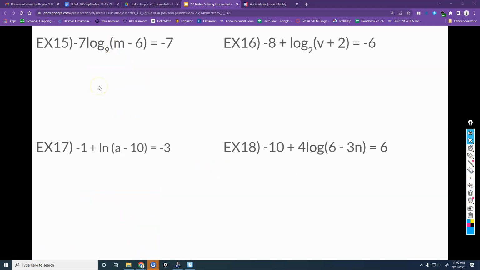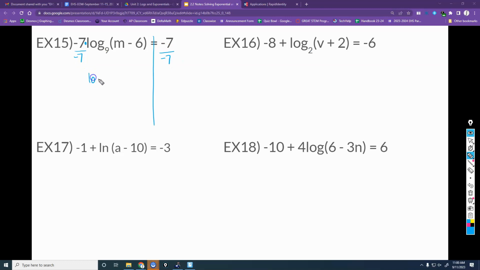All right. Let's look at 15. We're going to do 15, then we're going to do 18. If you can do 18, you can do any of them, right? All right. So for 15, my M is here on the inside of the log. I need to get rid of that log, but there's something else I got to get rid of first. That -7. How am I going to get rid of it? It feels like I should add it, but it is not. It is right beside that log. It means it's multiplied. We need to divide by -7.